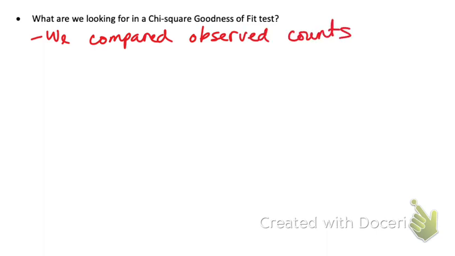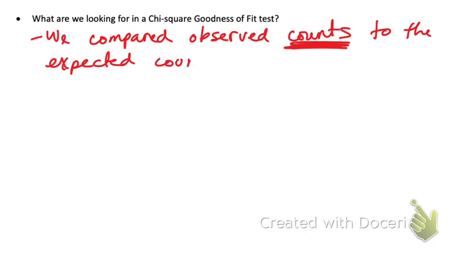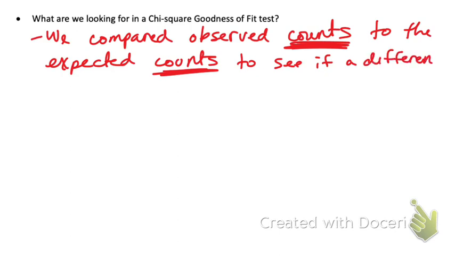What are we looking for in a chi-squared goodness of fit test? All right, so here's what we're going to look for. We compare the observed counts, the number of things, to the expected counts to see if a difference is noted.